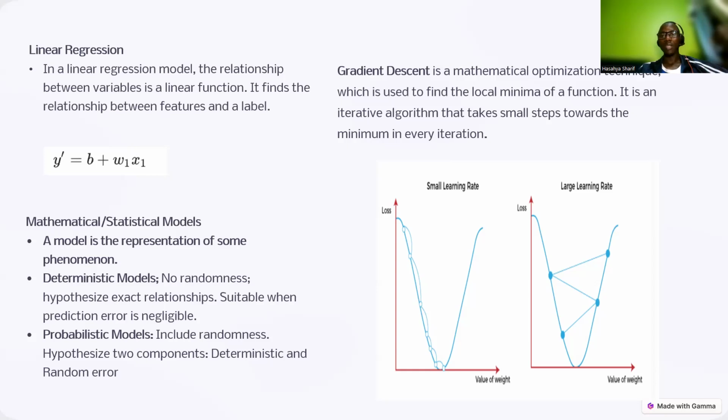Then we also have gradient descent, which is a mathematical optimization technique used to find the local minimum of a function. It is an iterative algorithm that takes small steps towards the minimum in every iteration. So gradient descent is usually used for minimizing the error where we are having a cost function.